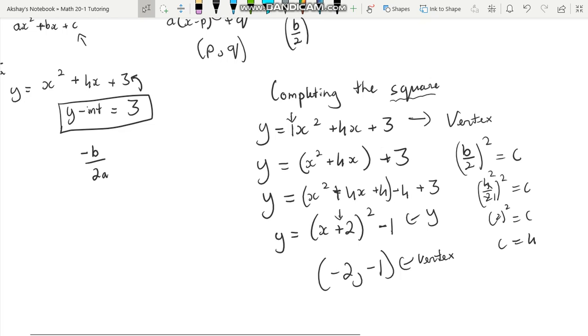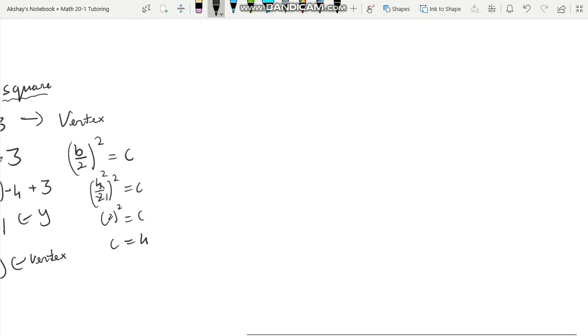Now let's do another question, a little bit more complicated. Y is equal to 4x squared plus 8x plus 9. Now pause the video and try to complete the square on your own, and come back.